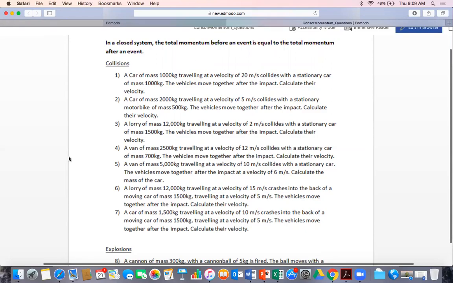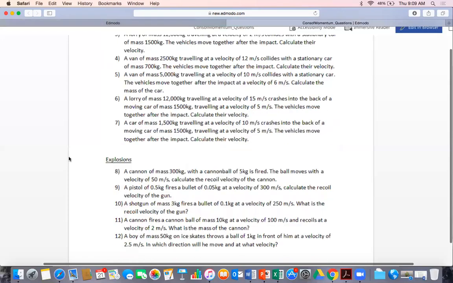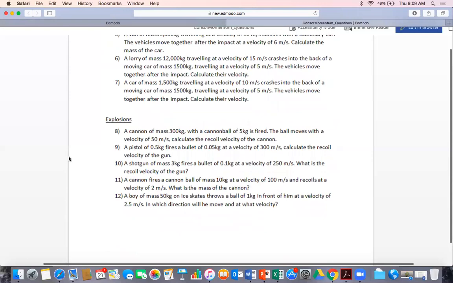Number three is 1.8 meter per second. Number four is 9.4 meter per second. Number five is 3,333 kg. Number six is 13.9 meter per second. Number seven is 7.5 meter per second.